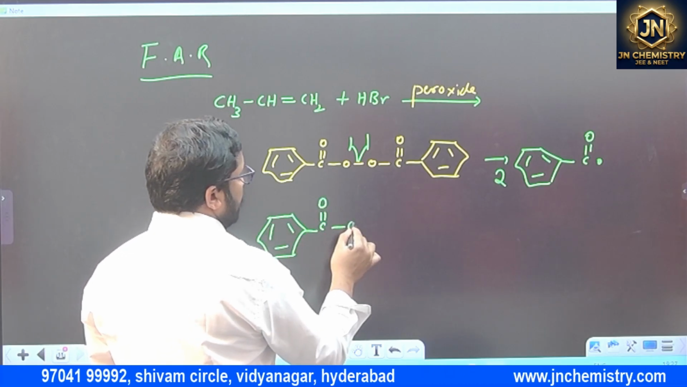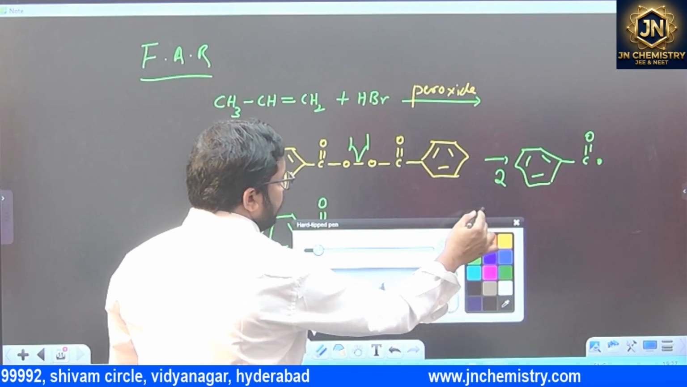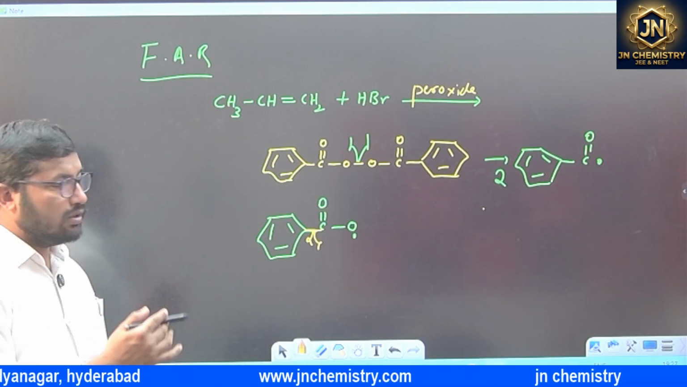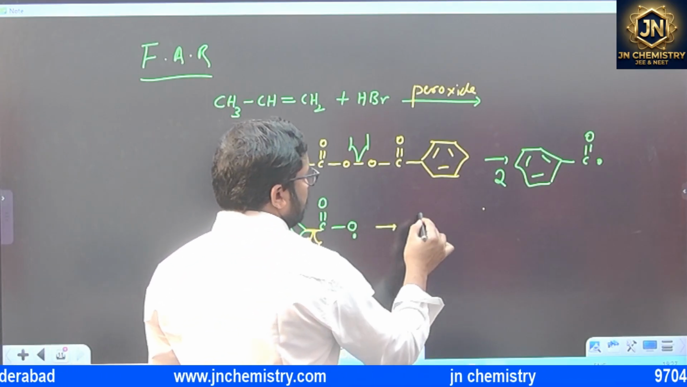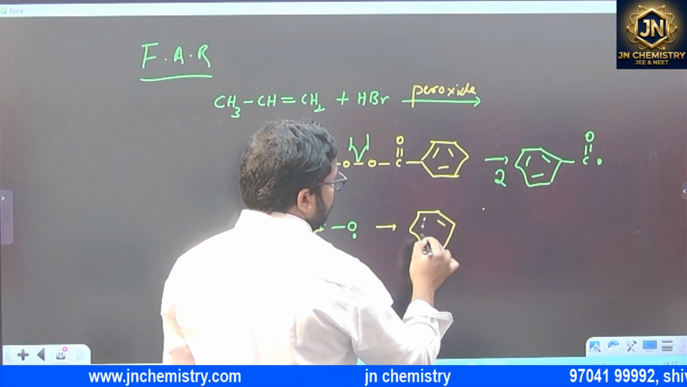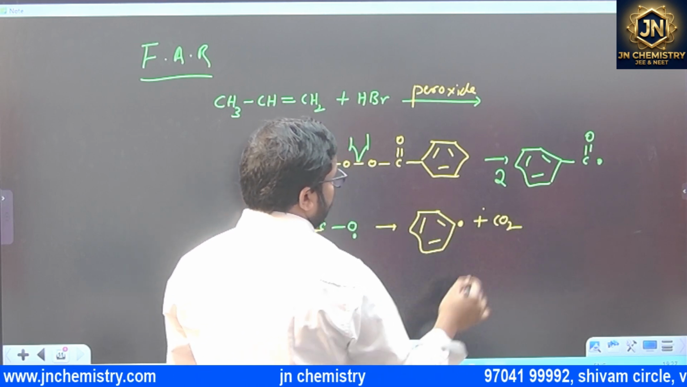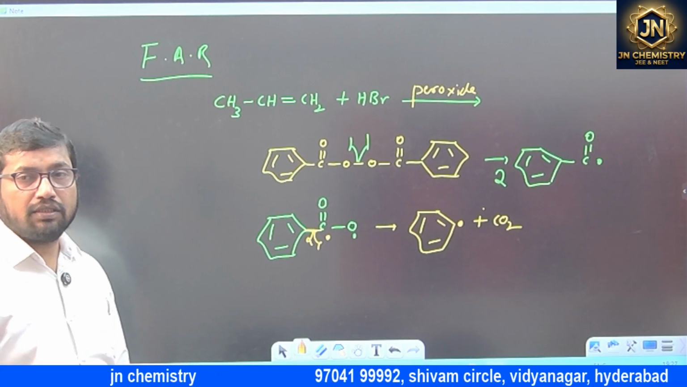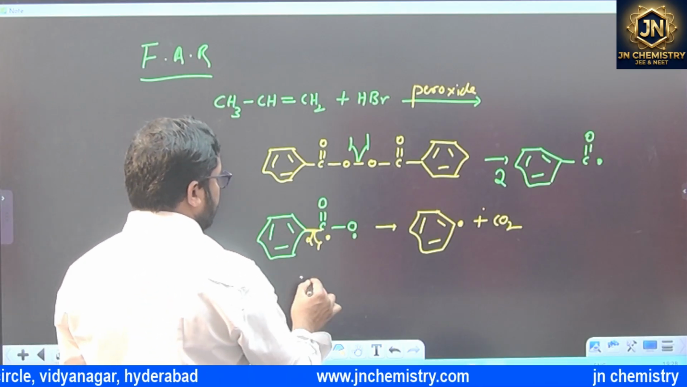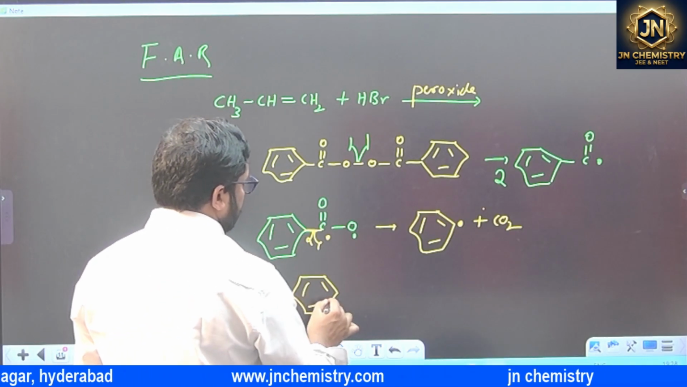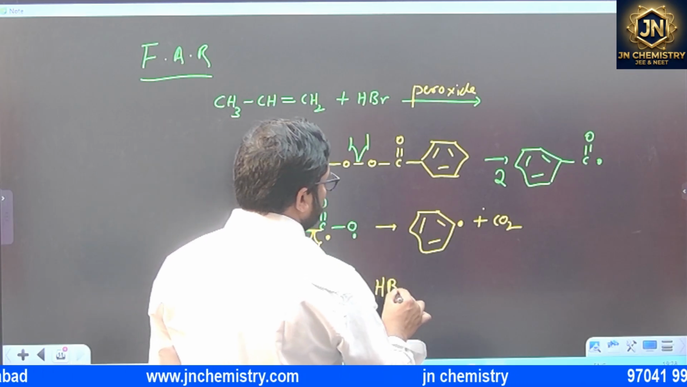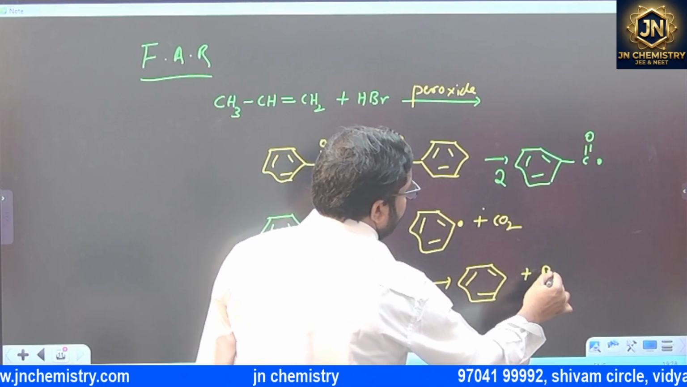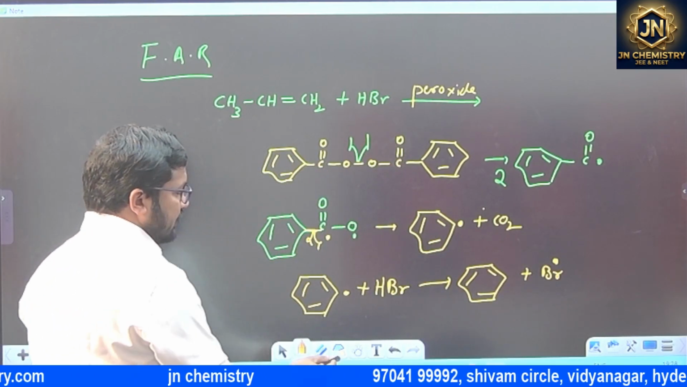C double bond O radical undergoes homolytic cleavage once again between carbon and the ring. So this becomes CO2, and we'll get the phenyl radical plus CO2. This radical is coming on the radical, so forming carbon dioxide. Next one, so last step, HBr undergoes homolytic cleavage. So we'll get the benzene over here plus Br radical. So Br radical is important for us.